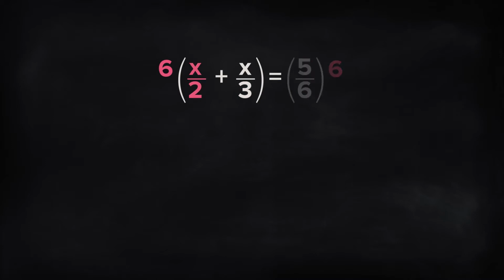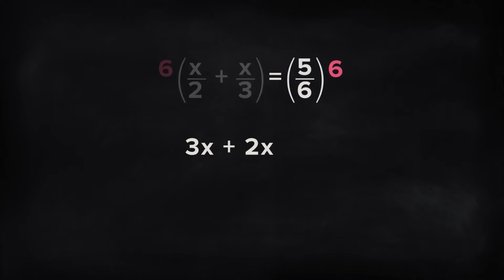On the left side of the equation, we start with 6 times x over 2. Cancel. Multiply. The result is 3x. Now, 6 times x over 3. Cancel. Multiply. It's 2x. Next, multiply the right side of the equation. The 6's cancel out, leaving us with 5.